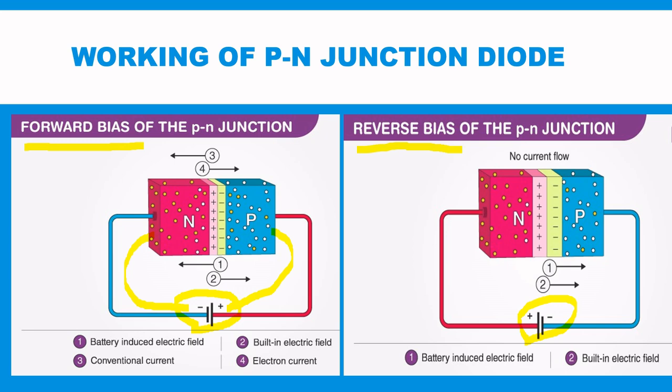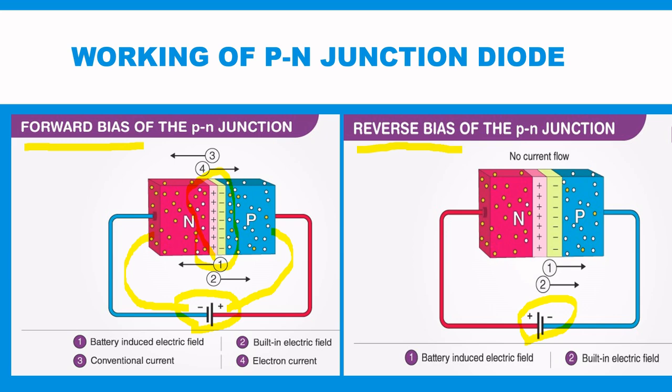The application of forward bias potential makes the electrons move into the N side and holes into the P side. This initiates recombination with the ions near the junction, which in turn reduces the width of depletion region, and because of that barrier potential also gets reduced.